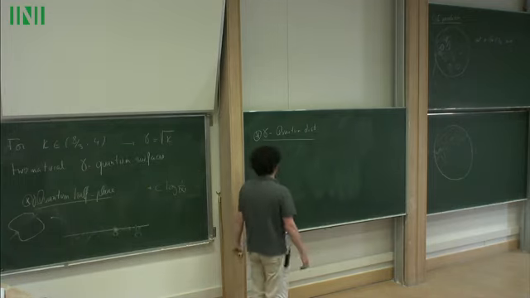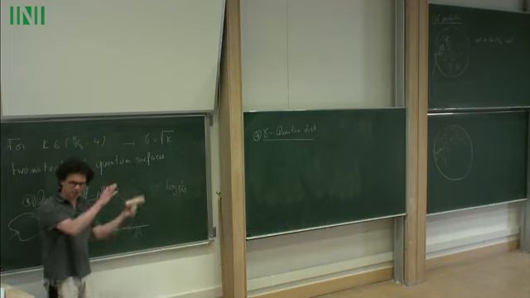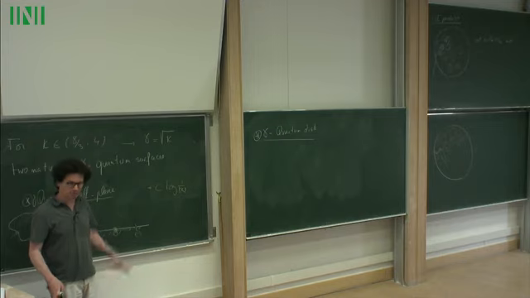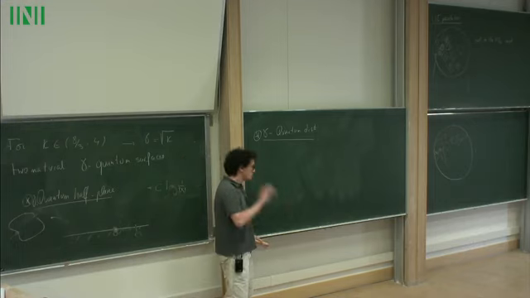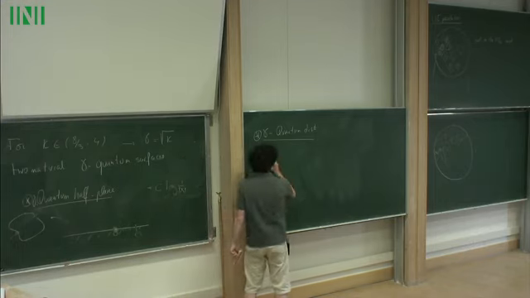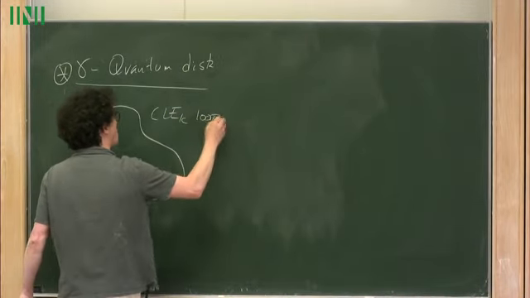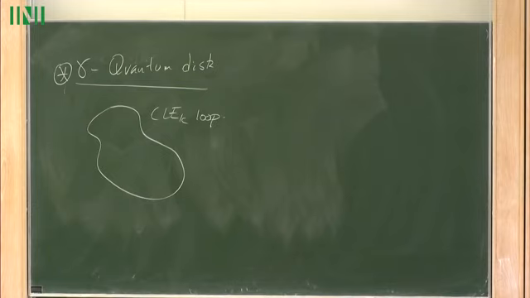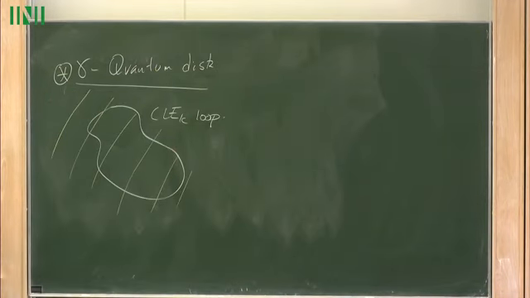So the gamma quantum disk. Okay, so maybe I'll just give you the alternative description that's going to come out of the result I'm going to state. So I'm going to do the other way around. But the way you can think about it is, take a CLE kappa loop. This CLE kappa loop lives in an entire whole plane GFF sitting there. So it lives in the whole plane.